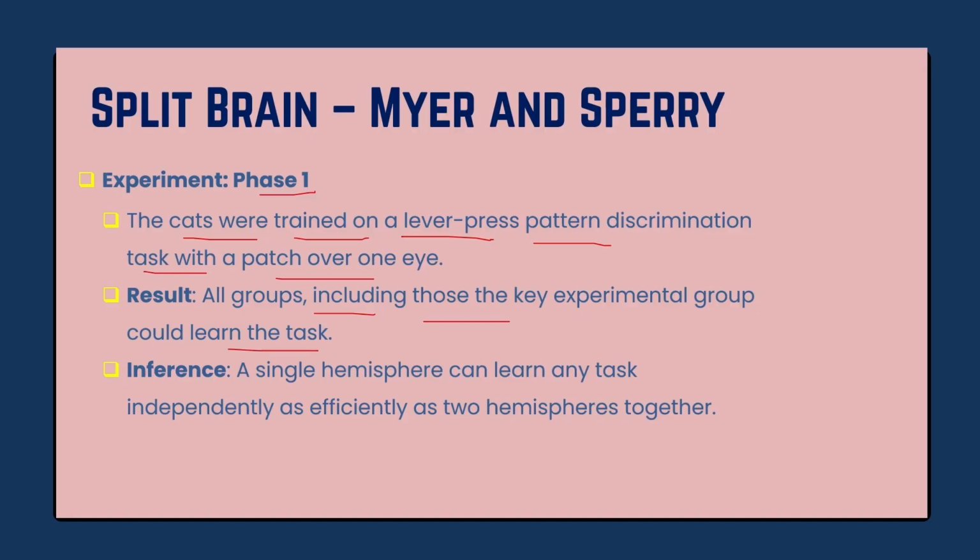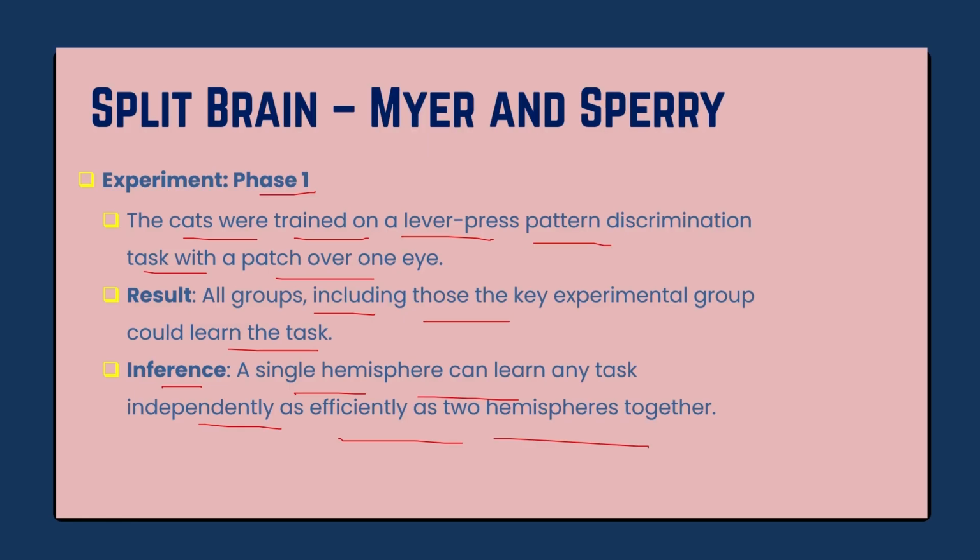We had three control groups, one with intact brain, one with severed corpus callosum, one with severed optic chiasm, and the experimental group with both corpus callosum and optic chiasm severed. So the result was all the four groups could learn the task easily. They all learned which lever gives them the reward. Okay. Now what was the inference from it? The inference was that a single hemisphere can learn any task independently as efficiently as two hemispheres together.